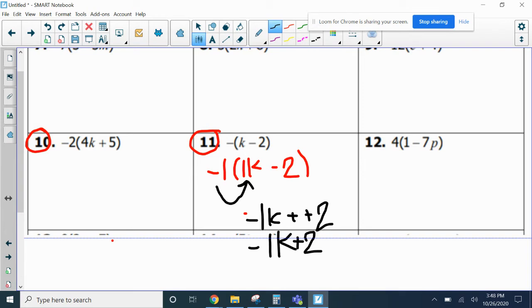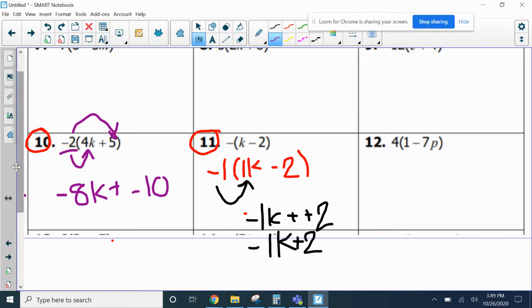And then I have 10. So I'm going to go ahead and I'm going to say negative 2 times 4k, because we're distributing the negative 2, is going to give us negative 8k. And then negative 2 times 5 is going to give us a negative 10.